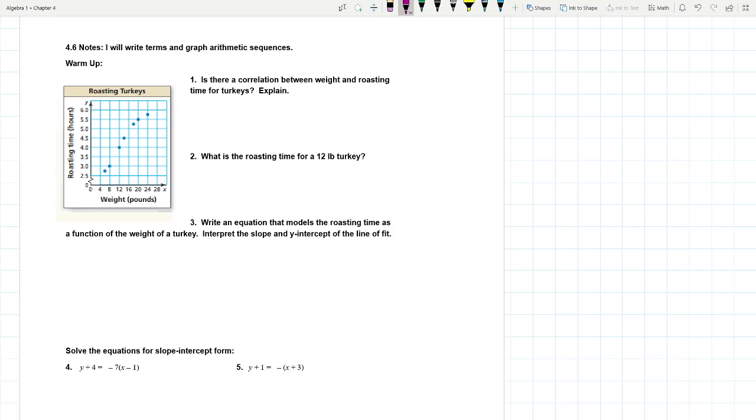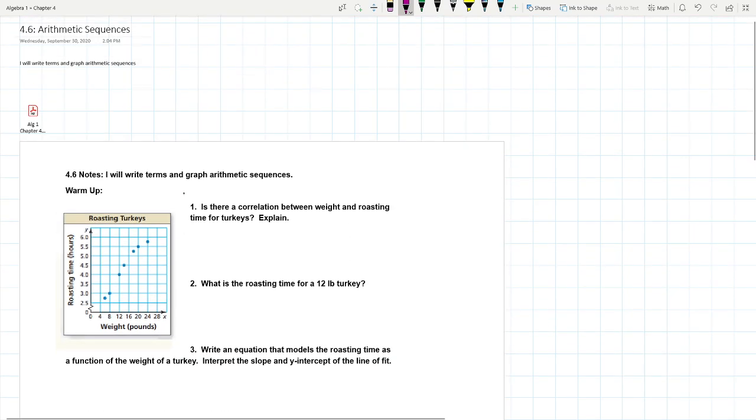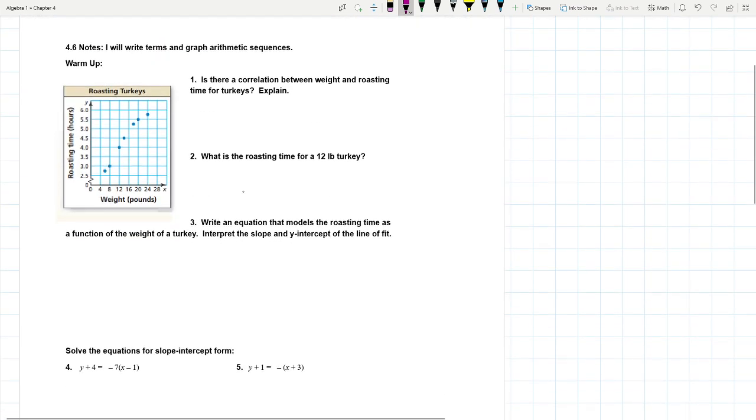This is 4.6, arithmetic sequences. Your objective today: I will write terms and graph arithmetic sequences. This is the warm-up. Starting off with the warm-up today, number one, is there a correlation between weight and roasting time for turkeys? Explain.